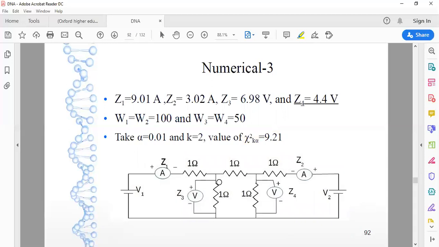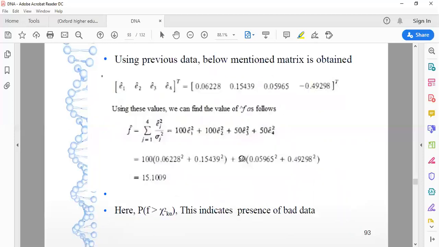So now let's consider that, suppose we have bad data. For that we have considered Z4. Now we have altered the value of Z4. Previously it was 5.01. Now take it as 4.04. Now let's repeat that. The number of measure variables and number of state variables remains the same, so the value of alpha as well as k remains the same. Hence the value of chi-square also remains the same, and that is equal to 9.21.